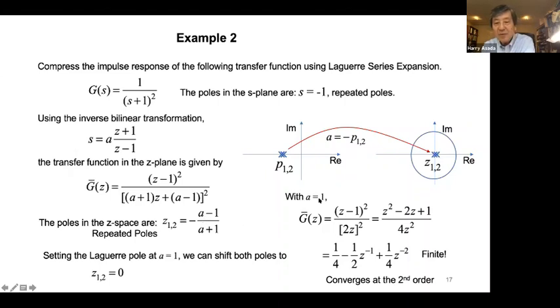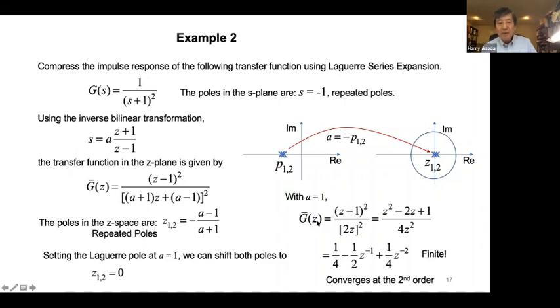If we set A equal to 1, these two poles are both mapped to the origin, so that must be very fast. Setting the Laguerre pole at A equals 1, we can shift both poles to the origin. So let's see how fast they converge. Now we pick A equals 1.